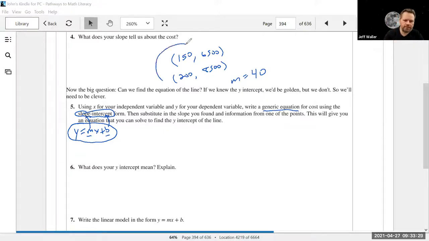Do we have the y-intercept? Did they give us the y-intercept? No.